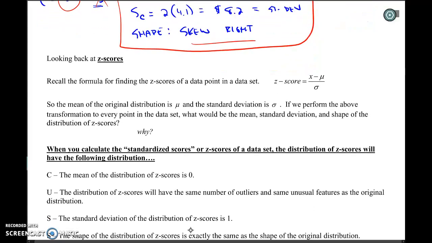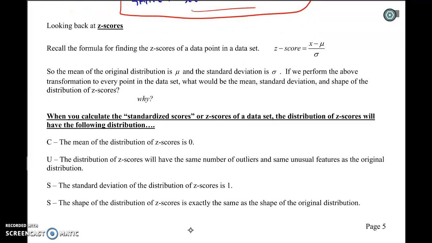All right, looking back to z-scores. I'm going to run out of time here. Maybe just kind of read through this.